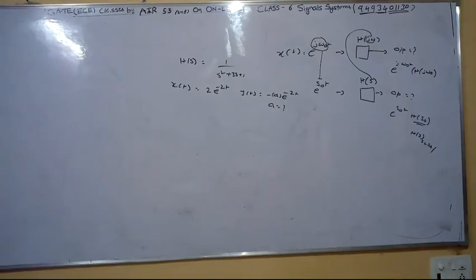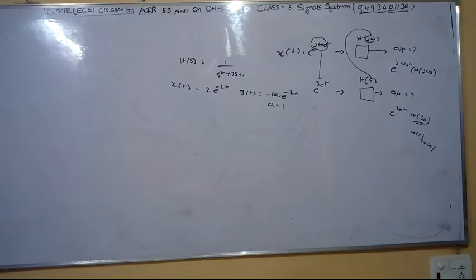The impulse response of an LTI filter h of t is given by H of s is equal to 1 by s square plus 3s plus 1, and the corresponding input x of t is given by 2 into e to the power minus 2t, and the system produces an output y of t is equal to minus a into e to the power minus 2t. Then what is the value of a?